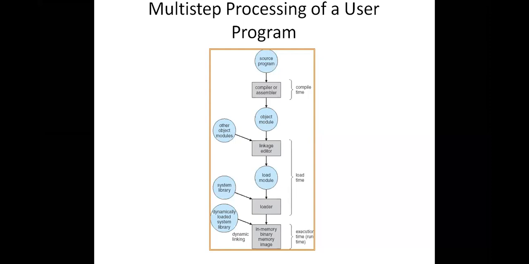For example, your program is prime.c. After compilation, what will we get? One object code will be generated. This object code will be loaded into the main memory at the load time. So the loader will try to load it into the main memory.